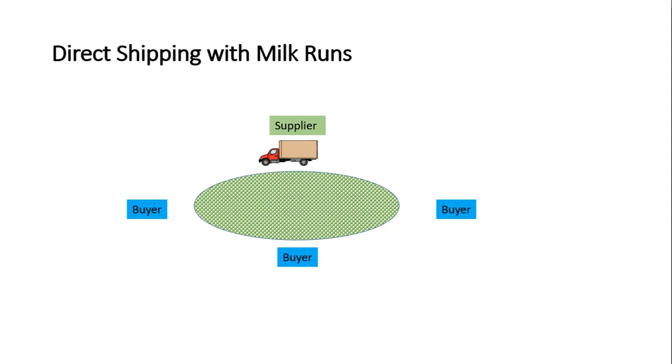Milk run can be performed in two ways: direct shipping with milk runs and shipping via distribution center using milk runs. Here we have direct shipping with milk runs. Suppose this is a supplier and it has three buyers at small distances. If this supplier has to supply products to these buyers, it can send products via a truckload at a time. There is no need for direct shipment. It also reduces time.